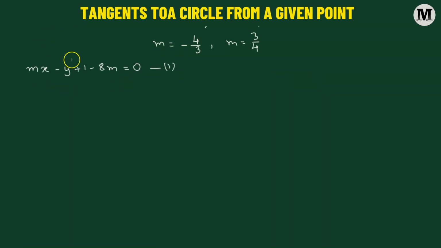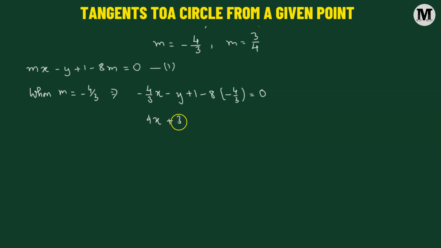So let's first substitute the value of m with -4/3. Then equation number 1 will become -4 over 3 times x minus y plus 1 minus 8 multiplied to -4 over 3 equals to 0. We're going to multiply throughout with -3. So the first term becomes +4x, second term becomes +3y, third term becomes -3. Then we have -8 times 4, 32 equals to 0. We get the equation 4x plus 3y minus 35 equals to 0.